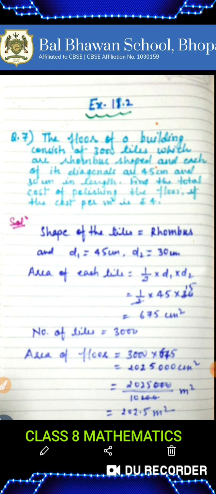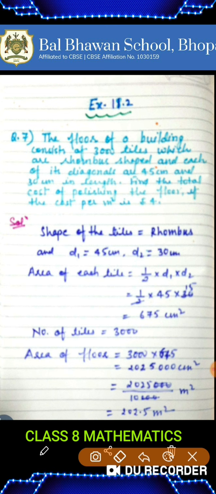Children, today we are going to study question number 7 of exercise 11.2. So, let's see what is the question. Actually, this question is a word problem, and this word problem is based on a special shape that is called a rhombus. Okay, so let's see the question.